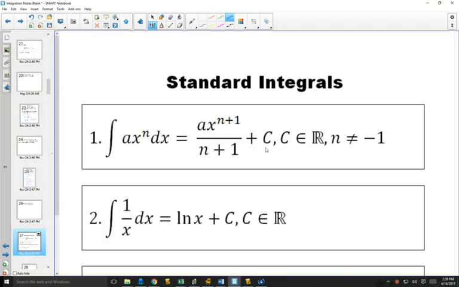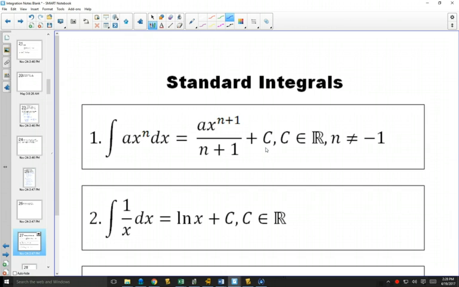Standard integrals. So now we're going to add to the list of the ones that we've done already. Number one is the one that we've done the most of. That's the standard integral, which is the power rule: add 1 to the exponent and then divide by that number. And then I snuck in a natural log one on you.